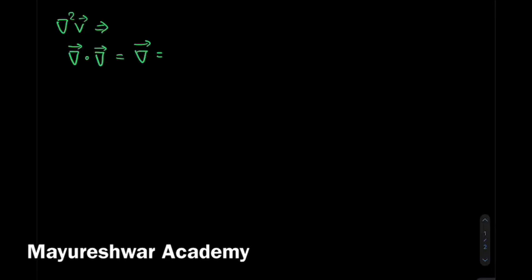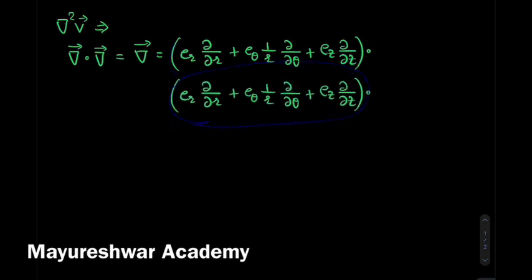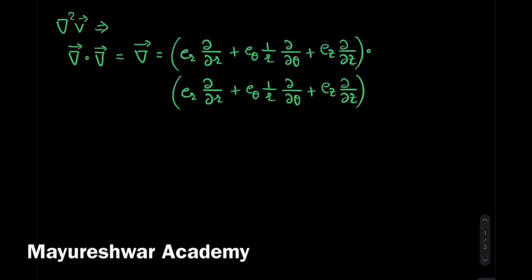So del bar dot del bar is actually equal to del squared. So it is equal to ER partial over partial R plus E theta 1 over R partial over partial theta plus EZ partial over partial Z, dot producted with the same entity. So let us copy this again, and now let us do the dot product.